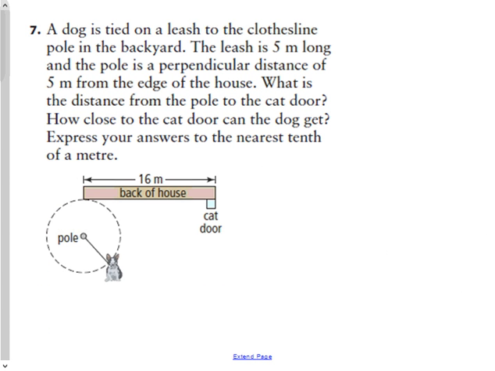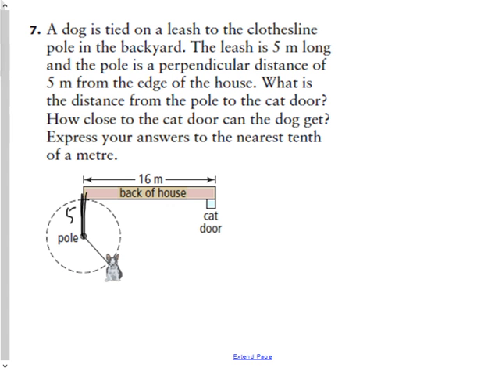Question 7 says, a dog is tied on a leash to the clothesline pole in the backyard. The leash is 5 meters long, and the pole is a perpendicular distance of 5 meters from the edge of the house. So, this distance here is 5 meters. Okay? The distance of the back of the house is 16 meters. What is the distance from the pole to the cat door?